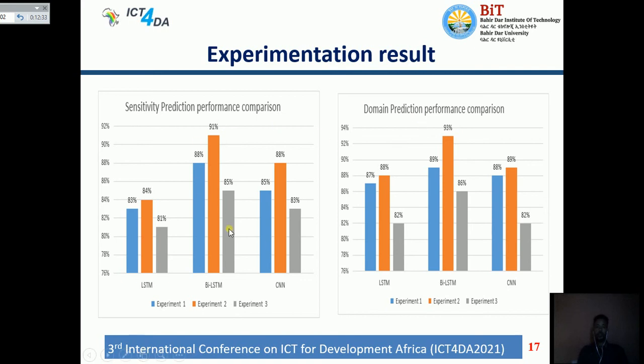And when we see the performance comparison of the 3 deep learning algorithms for both level classifications, that is sensitivity prediction and domain classification, the 3 deep learning algorithms performed best at experiment 2, as we have seen from this chart. And among those 3 deep learning algorithms, BLSTM performs best, and the selected algorithm for this study is BLSTM based on the experimentation carried out.